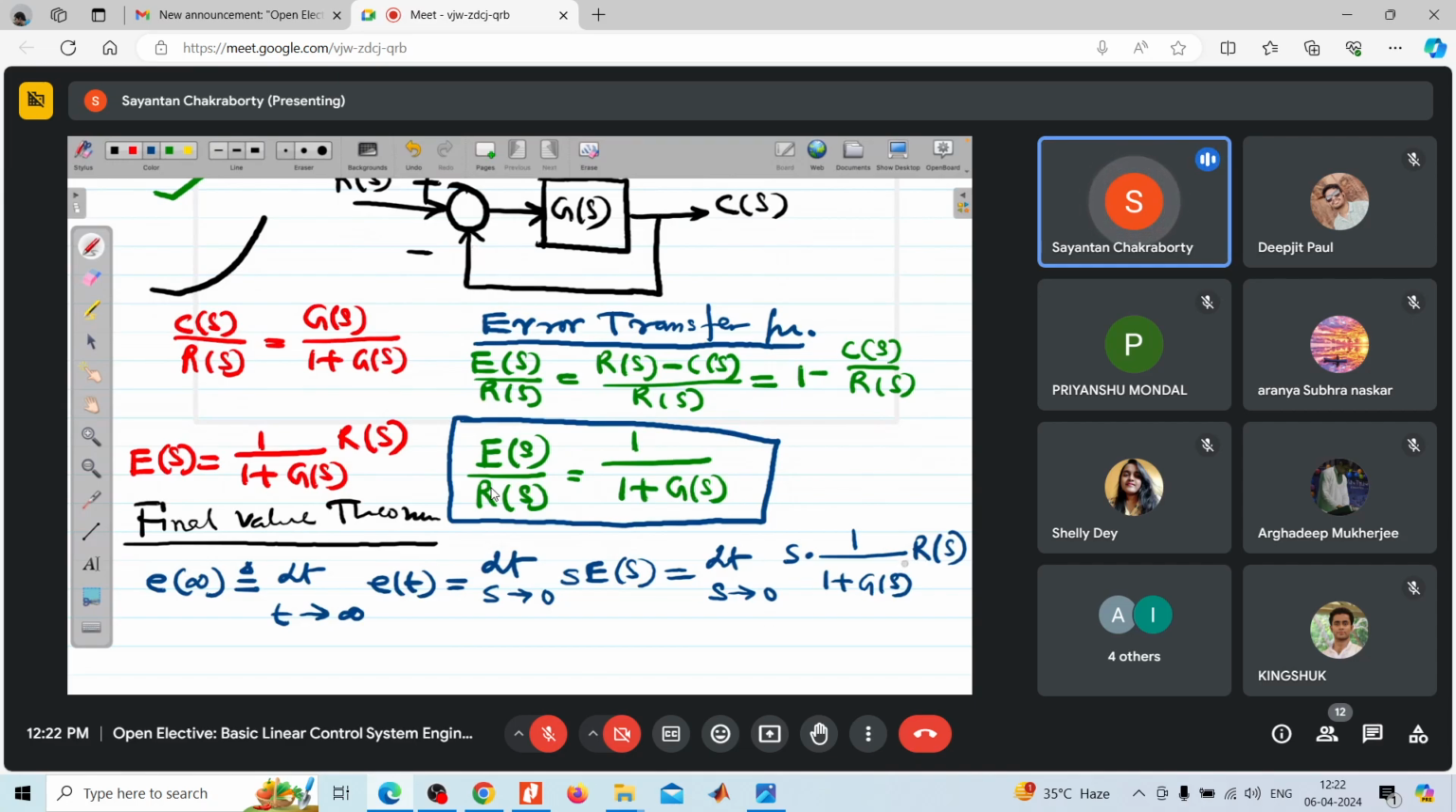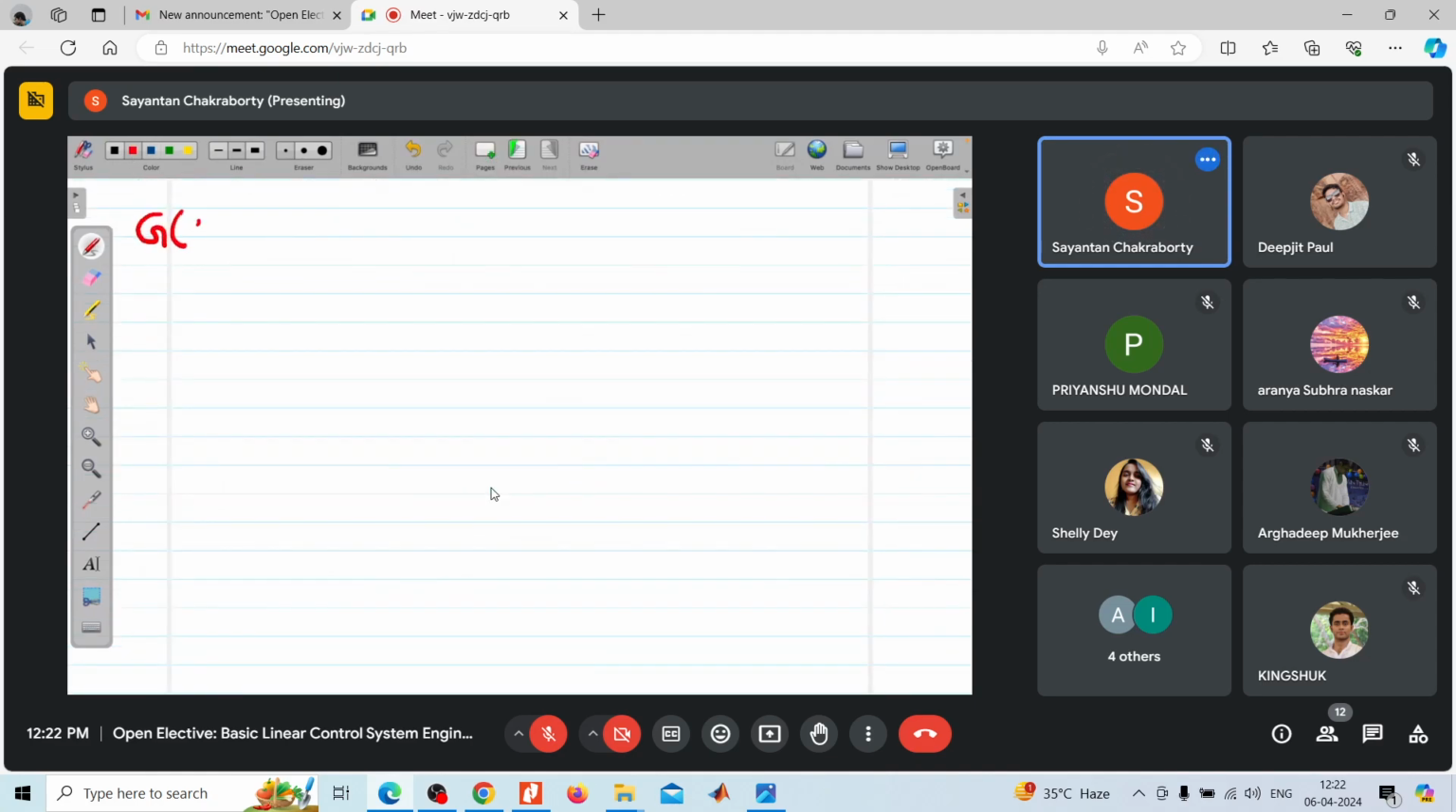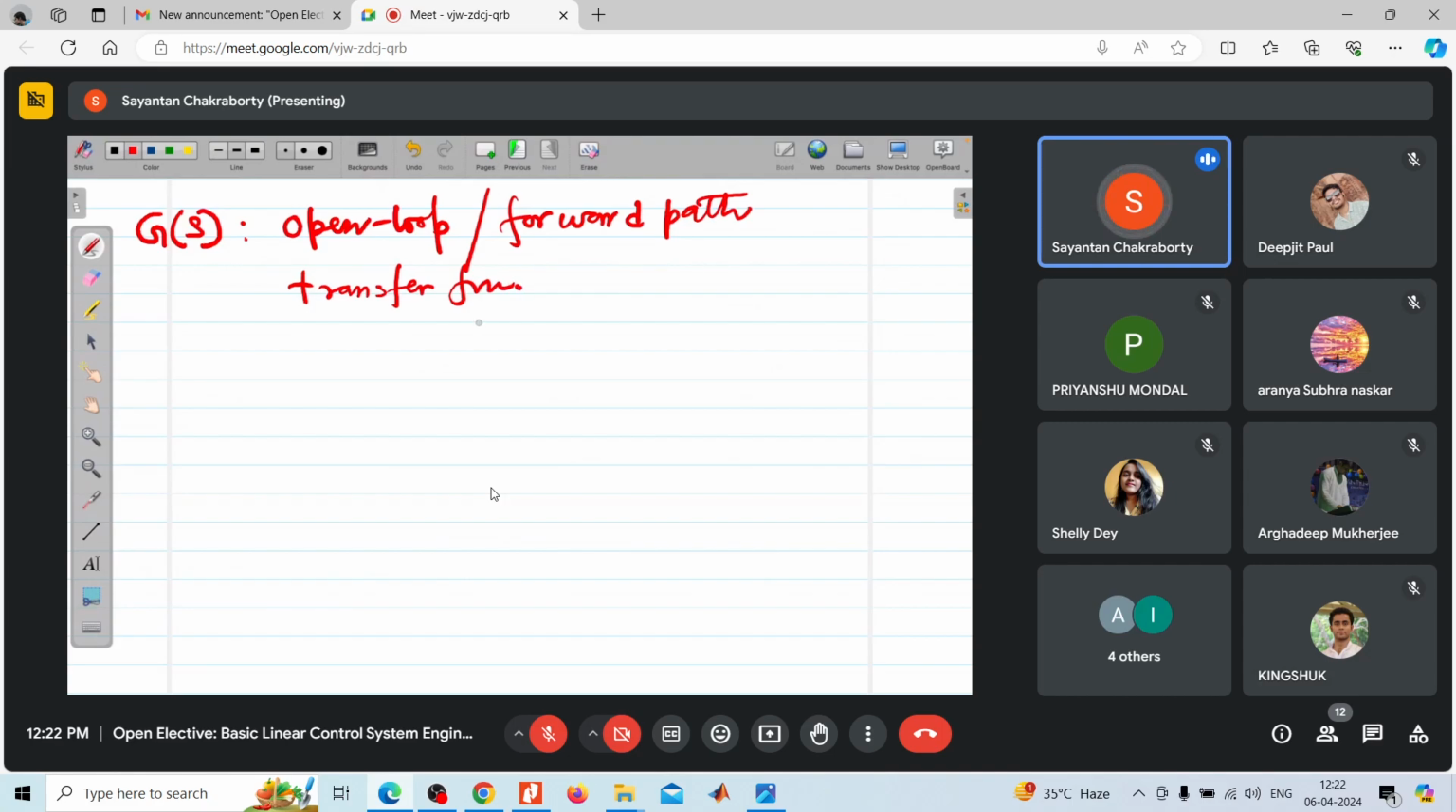Now, the error obviously depends on R(s), the input, which can be step, ramp, or parabolic, and G(s). Now let us concentrate on G(s). This is called the open loop or forward path transfer function, because this is the forward path. Since we have considered a unity feedback system, nothing will be in the feedback path. But had that been a non-unity feedback system, there could have been an H(s) term present there.